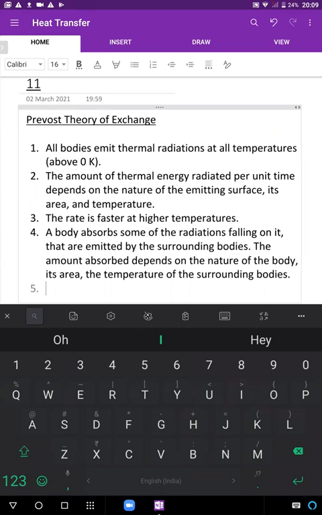This is a surface phenomena. It depends on the surface area, and how much surface area is exposed to radiations, because it has to absorb through the surface. And then it depends on the temperature of the surrounding bodies. If the surrounding body is at a hotter temperature, more energy will fall on you. If the surrounding body is at a colder temperature, you will get less energy.